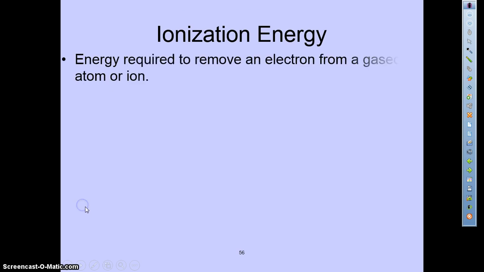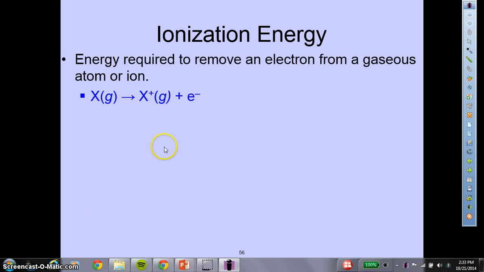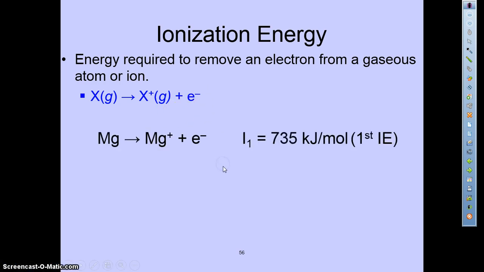Again, just a review. We're going to talk about ionization energy. This is the energy required to remove an electron from a gaseous atom or ion. So here's our element, and it's gaseous, and we're going to remove this electron from it, and it's going to become positive. And that requires energy. So the ionization energy is the energy required to remove that electron.